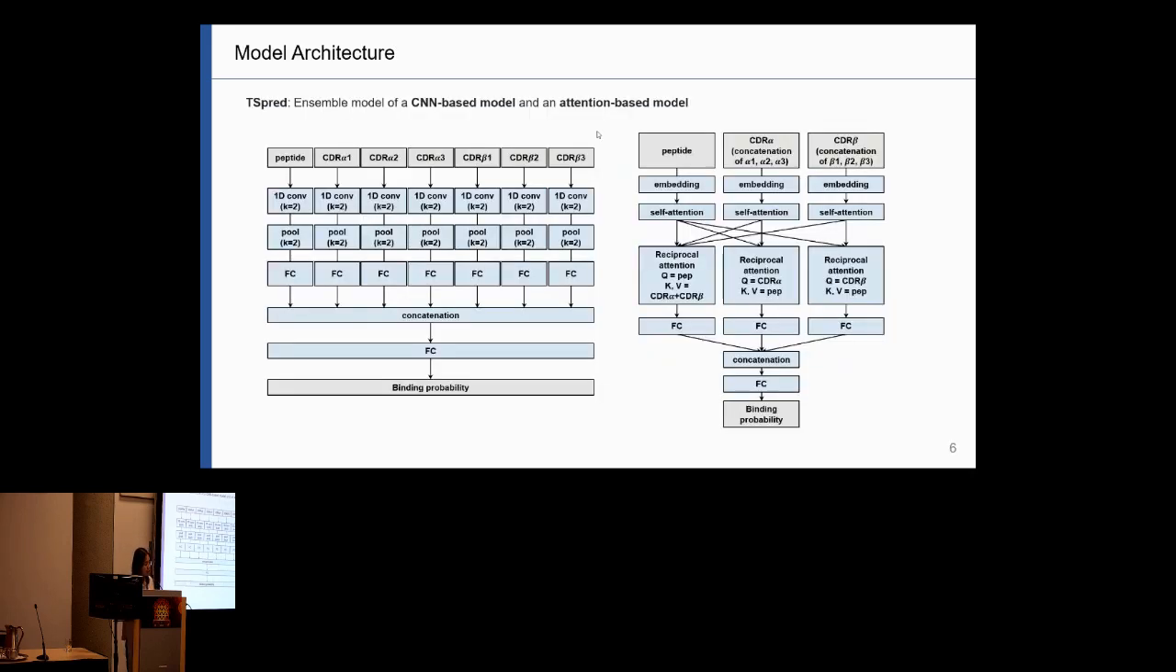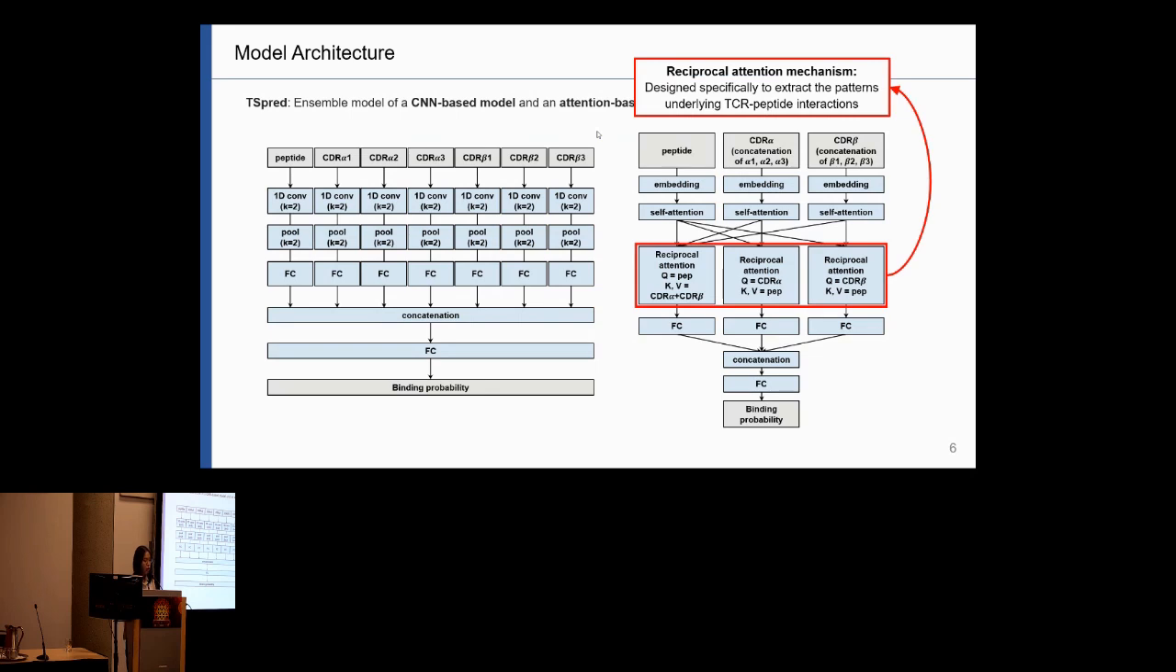The model architecture is an ensemble model of a CNN-based model and an attention-based model. Each model takes as input the peptide and 6 CDRs and outputs the binding probability. In particular, the reciprocal attention component of the attention-based model was designed specifically to extract the patterns underlying TCR-epitope interactions.